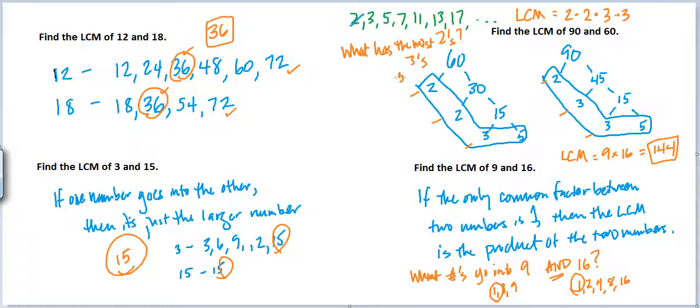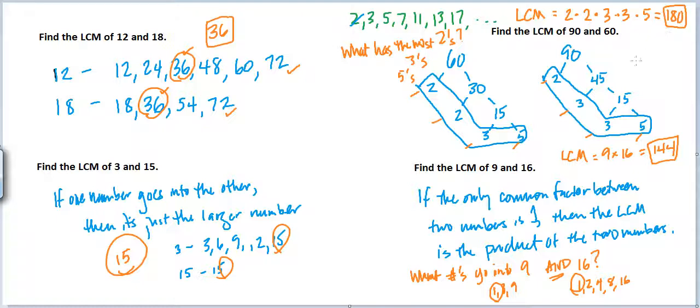Now which one has the most 5's? Well, this one has 1 5 and this one has 1 5. So they both have the same number of 5's, and that number of 5's is 1. And so the LCM is 2 times 2 times 3 times 3 times 5. And that works out to be 180.